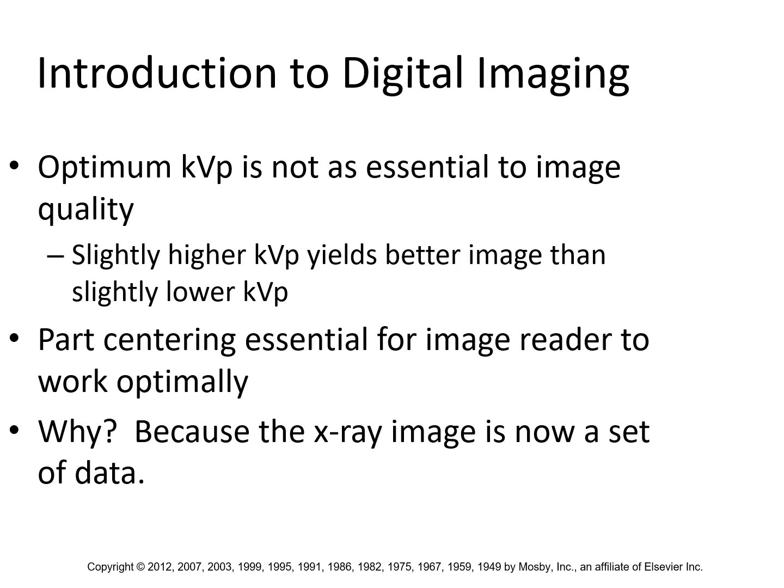Right? Optimal kV is not as essential to image quality. Slightly higher kV yields a better image than slightly lower kV. So when you're in doubt, increase kV because it's going to increase penetration. You'll slightly increase scatter, but we have good tools, both the grids and now the software, correcting for deposition of scatter on the image receptor.